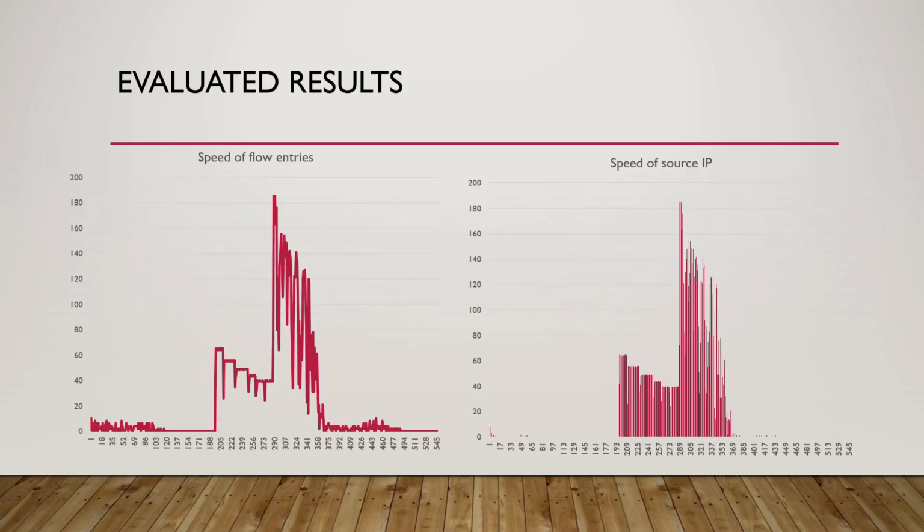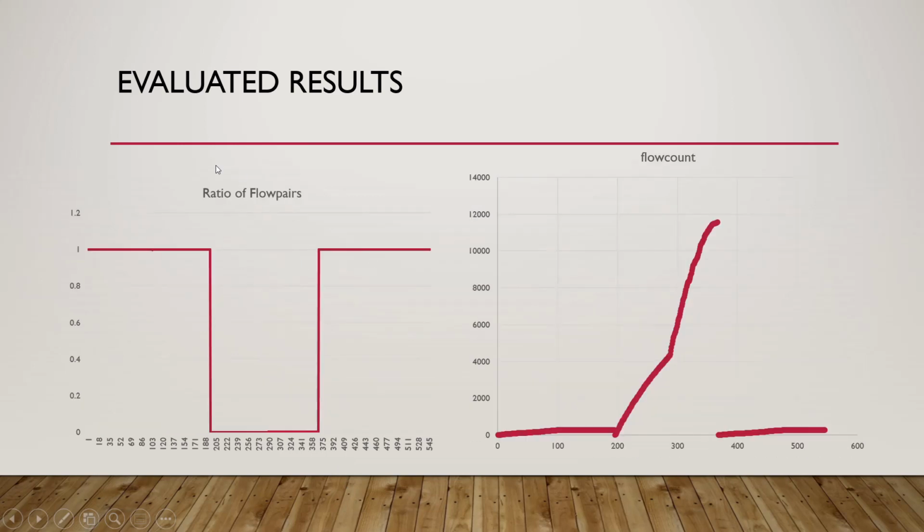So these are the evaluated results. For the speed of flow entries, you can see these are the data counts. For normal traffic it's much lower, and as soon as it detects attack traffic the counts are much higher. Same for the speed of source IP as well. And the ratio of flow pairs goes down when the attack traffic comes into the network, and the flow count increases when it detects attack traffic.